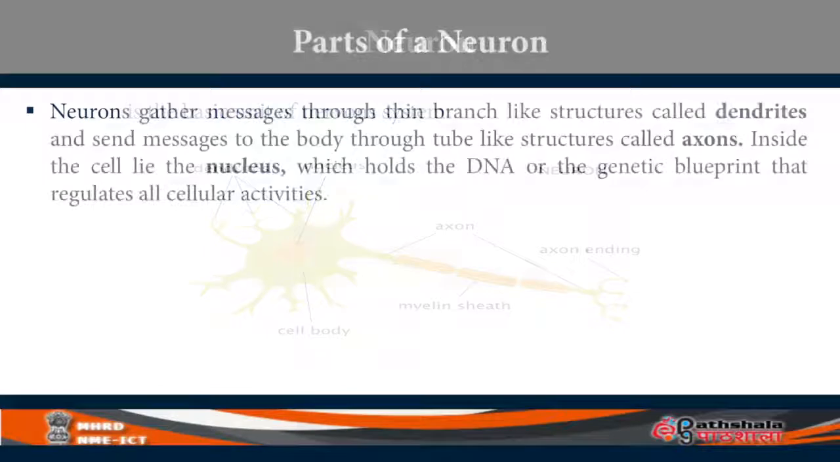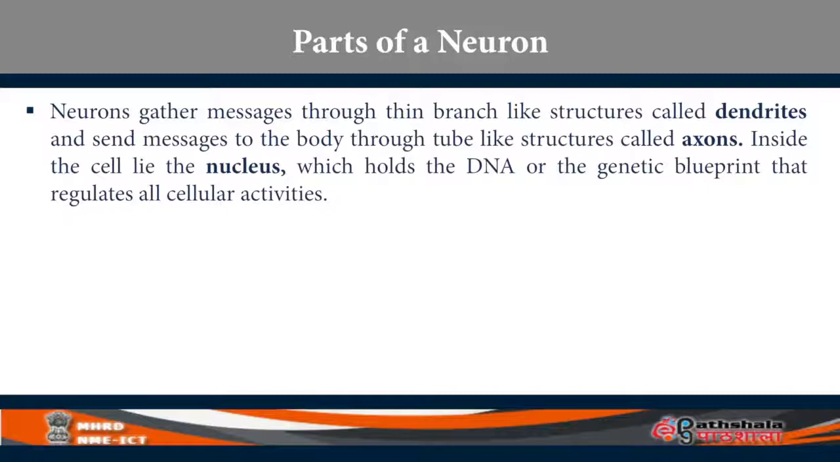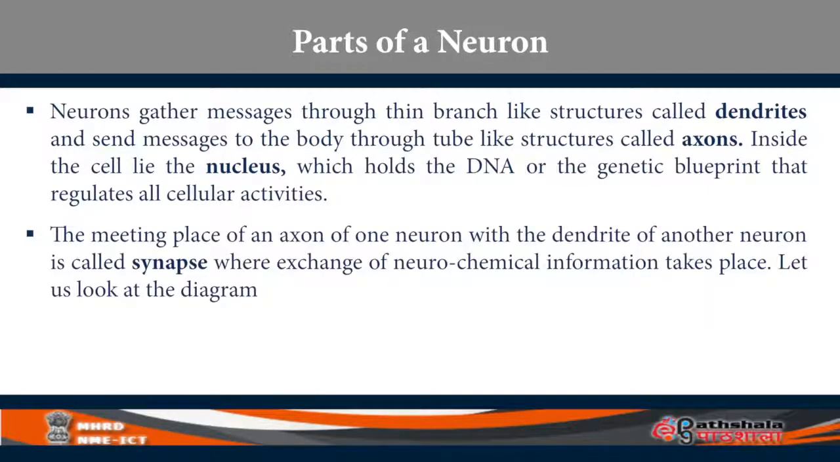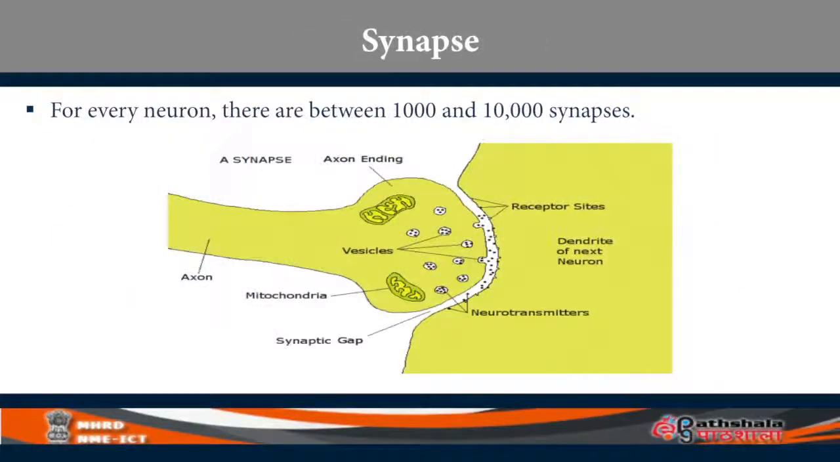The axon is covered with myelin sheath, which helps in conduction of the neural impulses. The place where axon and dendrite meet is called synapse. It is at the level of synapse where neurochemical information gets exchanged. And so let's look at this process of exchange of neurochemical information where two neurons meet at the level of synapse. So this is a picture of a synapse.